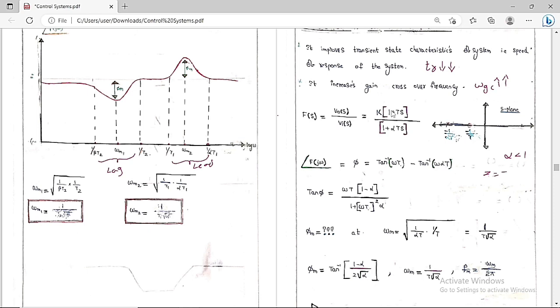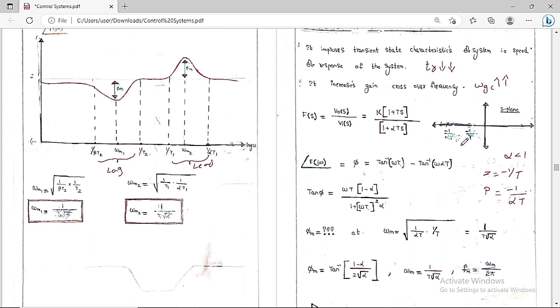So the zero is minus 1 by T, and the pole is minus 1 by alpha T. Alpha is less than 1, so as the denominator is very small, the overall value will be very high. Therefore, the pole will be very far away from the origin compared to the zero. So the zero is closer to the origin compared to the pole in the case of the lead compensator. And I've already told you that in the lead compensator, the output always leads the input, so the phase angle should always be positive. Therefore, in the lead compensator, the zero is near the origin compared to the pole.